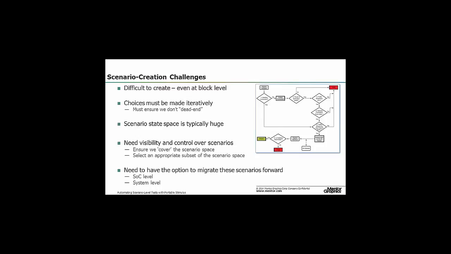And constrained random, unfortunately, is not very good at hitting those precise scenarios because of the huge state space. You may have to run constrained random forever to get to covering the scenarios we're really interested in. So you have to select a subset. What is it I'm going to verify today? What are the particular scenarios or corner cases I want to see? And then you need to migrate those from the block level to the SOC level or even higher.